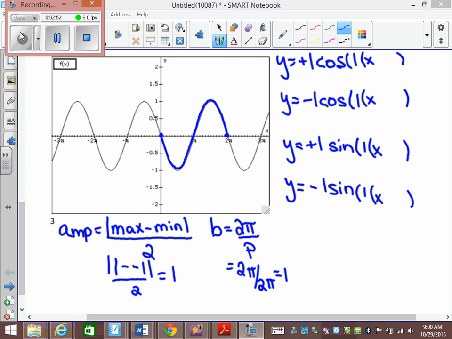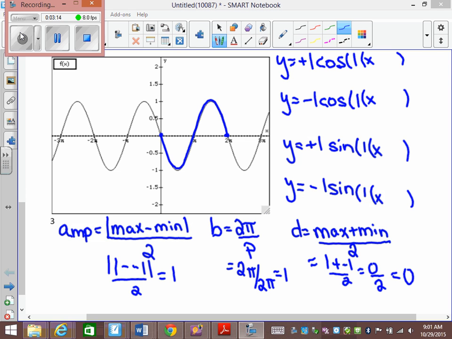Okay, and then our d is just the average of our max and min. So it's max plus min divided by 2, because it's literally just the average horizontal line, right? So it's going to be 1 plus negative 1 divided by 2, which is 0 over 2, which is 0. Because our d value is literally just the average. So we can put plus 0 behind. So right now, just like the last graph, we actually wouldn't have to have any of those ones or zeros. We'd only need the negative signs.